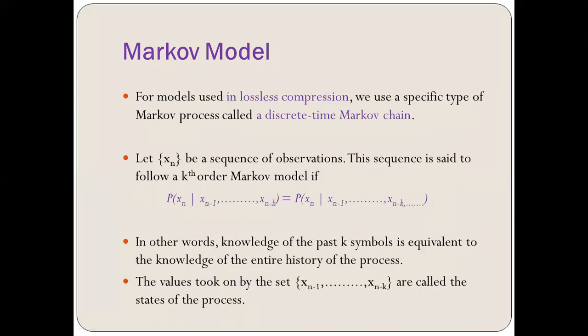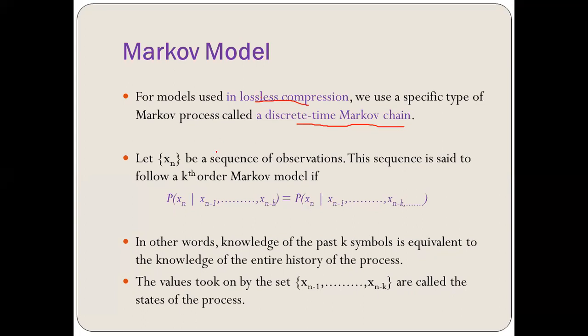Now, moving further, we need to understand that the model used in lossless compression is specifically called the discrete time Markov chain model. That means there are various Markov models present, such as dynamic, hidden, and so on. So we are going to consider the discrete time Markov chain model for lossless compression.